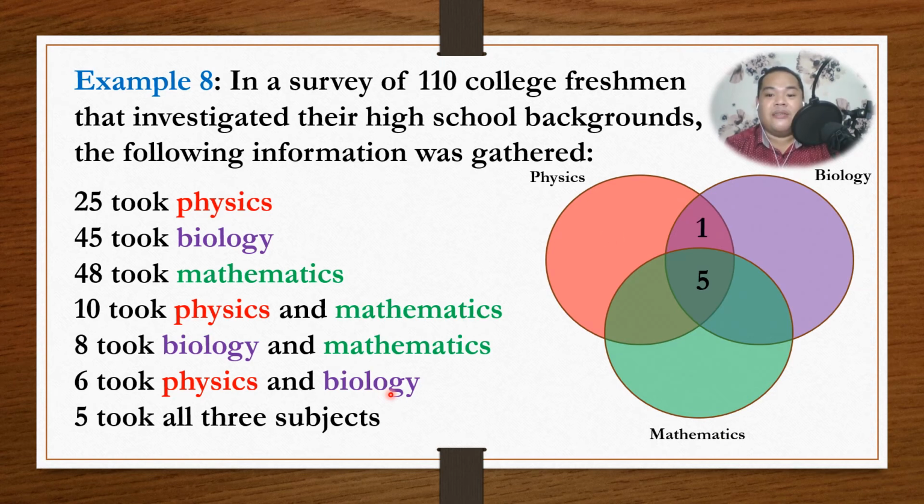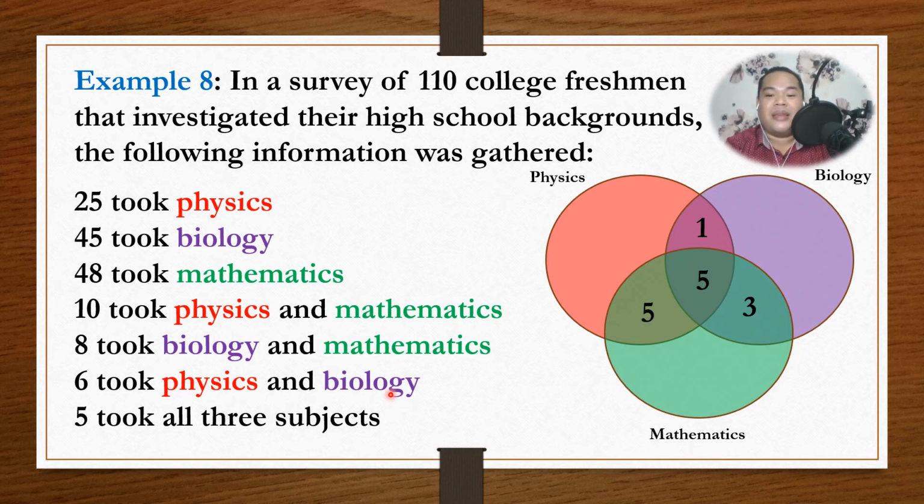Next is 8 took biology and mathematics. That is in between biology and mathematics. 5 is already there, so we have 3. Next is 10 took physics and mathematics. That is between physics and math. 5 is already there, so we have 5 left.